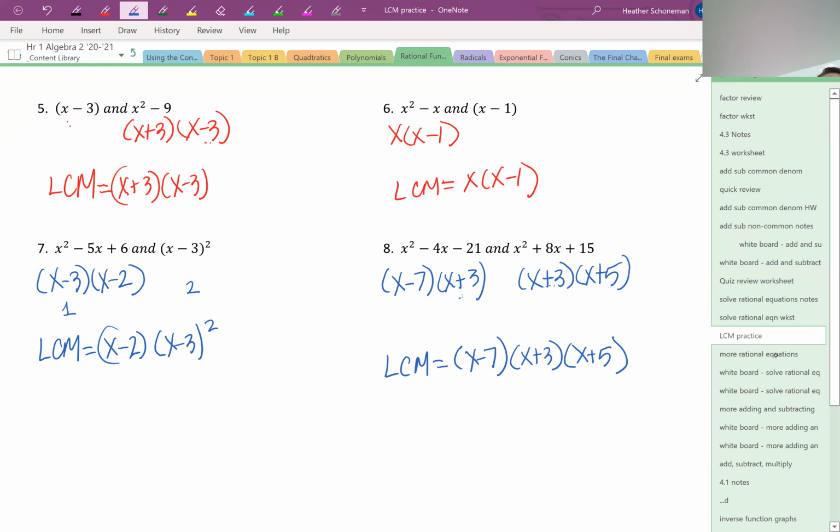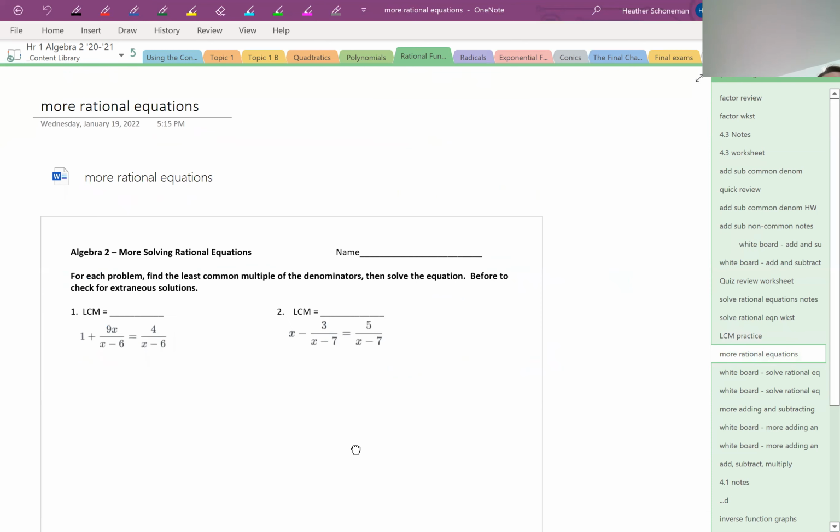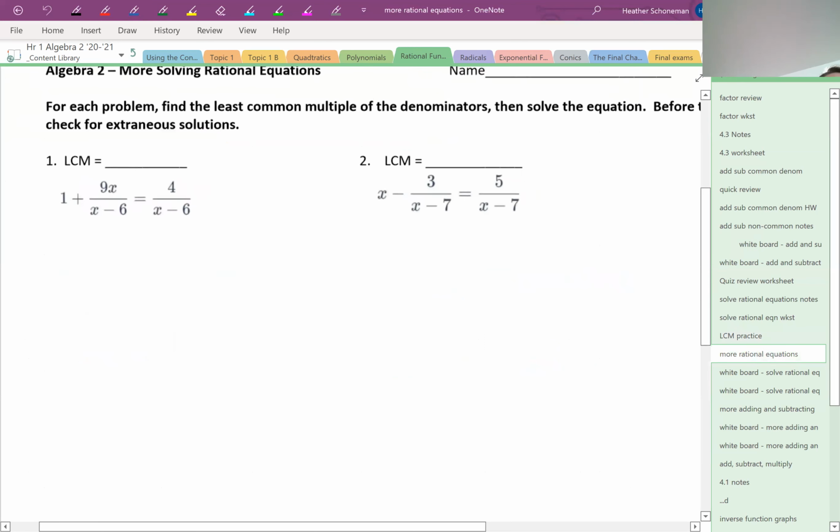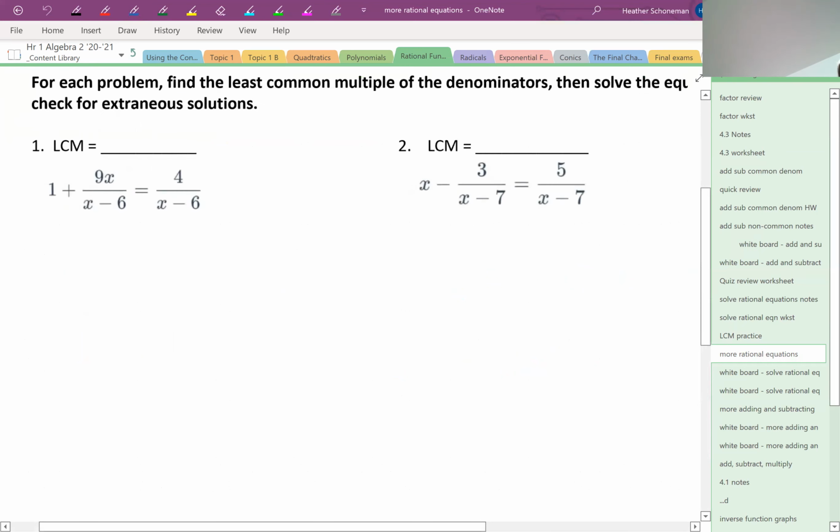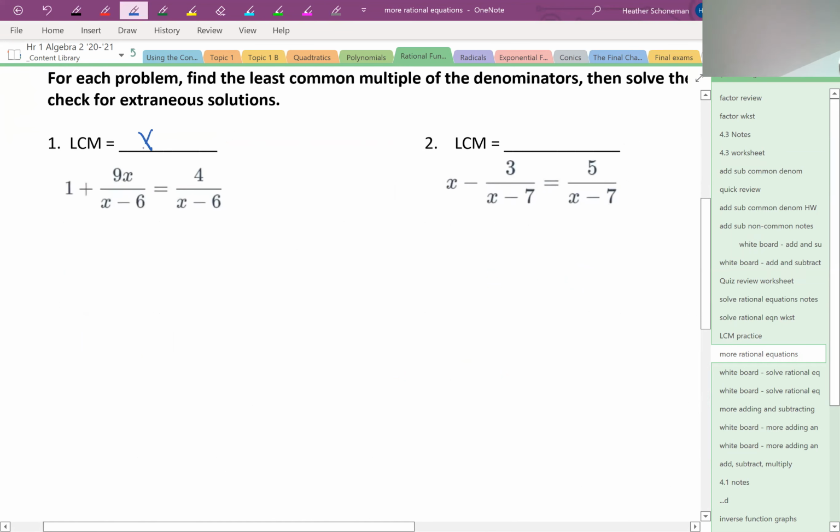After we practiced least common multiple, we practiced more of the rational equations. In the rational equations, we've got to figure out what the least common multiple is of the denominator. And in the first one, the only thing in the denominator is x minus 6.